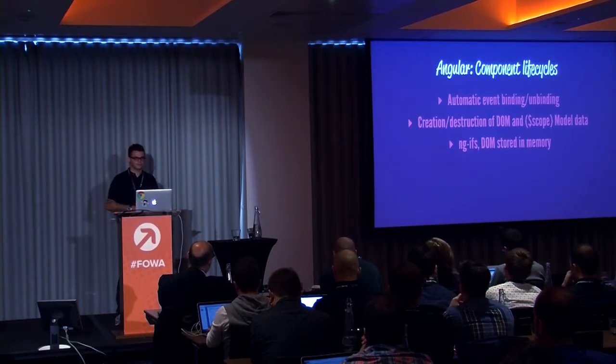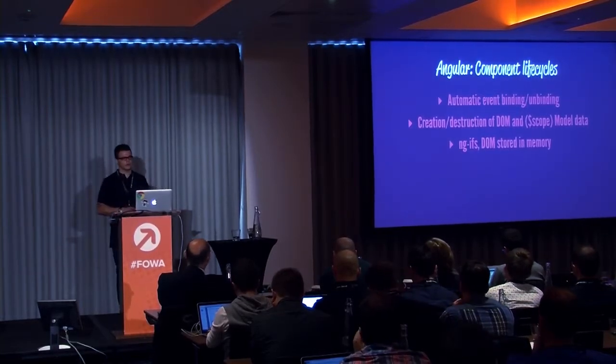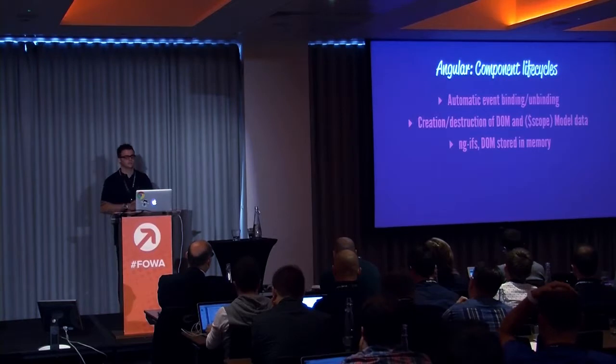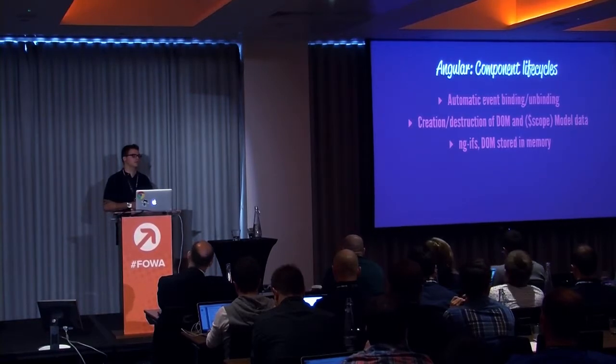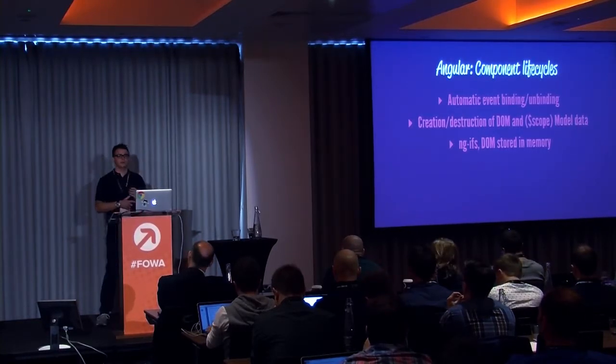Component life cycles. We've got automatic event binding and binding, which I just mentioned. The creation and destruction of the DOM and the scope model data. If you're building single-page applications, such as Gmail, you're going to be clicking on the settings, and then you don't get a full page refresh. You just get the middle content, which dynamically changes.